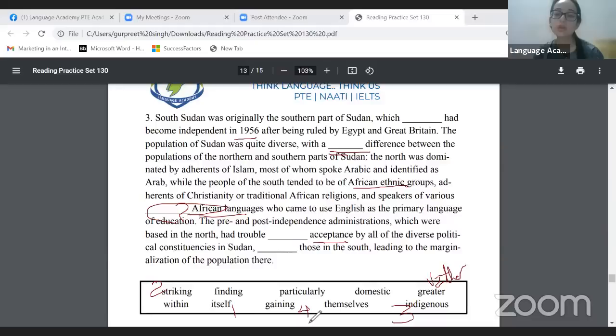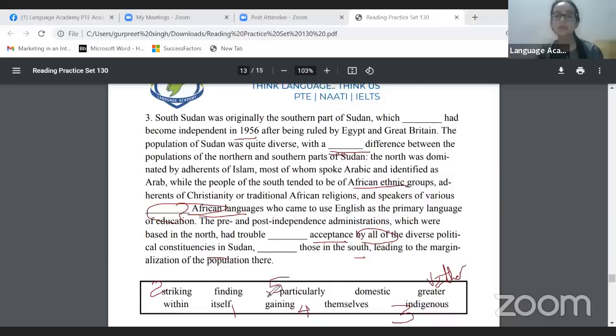And then they say all of the political constituencies dash those in the south. Now out of all, we are picking up just the south one. So we'll say all of the political constituencies, particularly those in the south, means specially, specifically, that these words are used when you want to pick one group from the total all over the other groups.